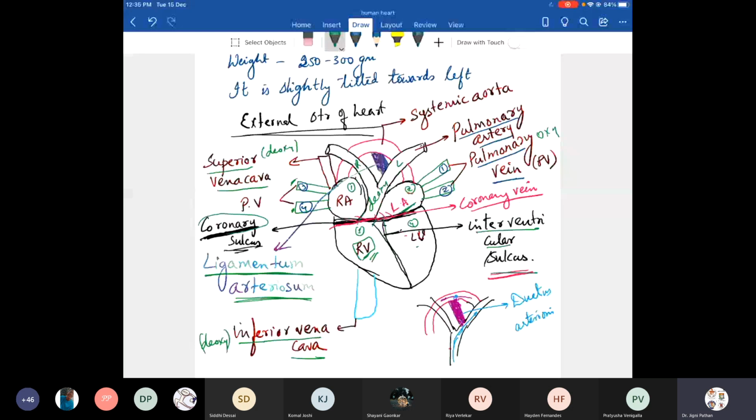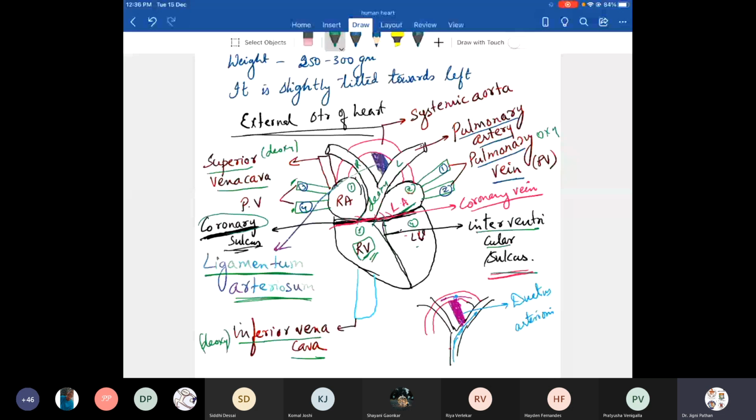Right auricle always receives deoxy blood. The right side always receives deoxy, left side always receives oxygenated blood. This you need to remember. Now, right side is having 3 openings. One is superior vena cava, inferior vena cava, and also coronary vein, which bring all deoxygenated blood and open into right auricle. Right ventricle, from right ventricle arises pulmonary artery.